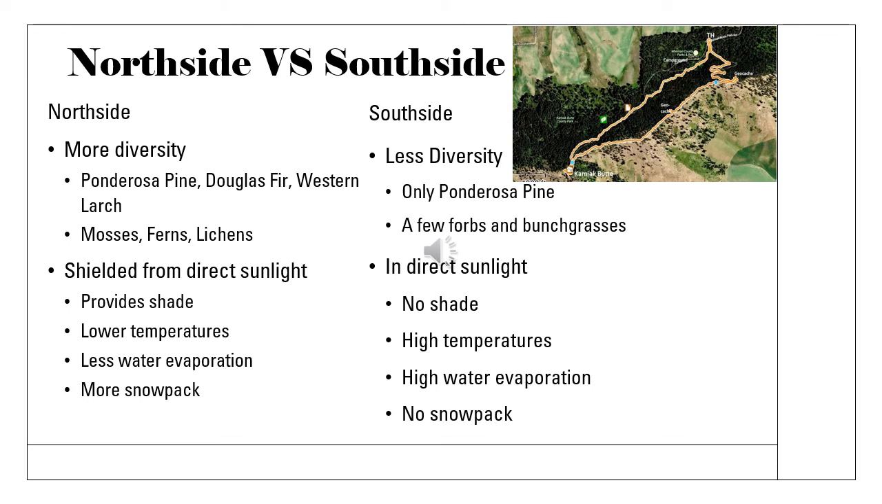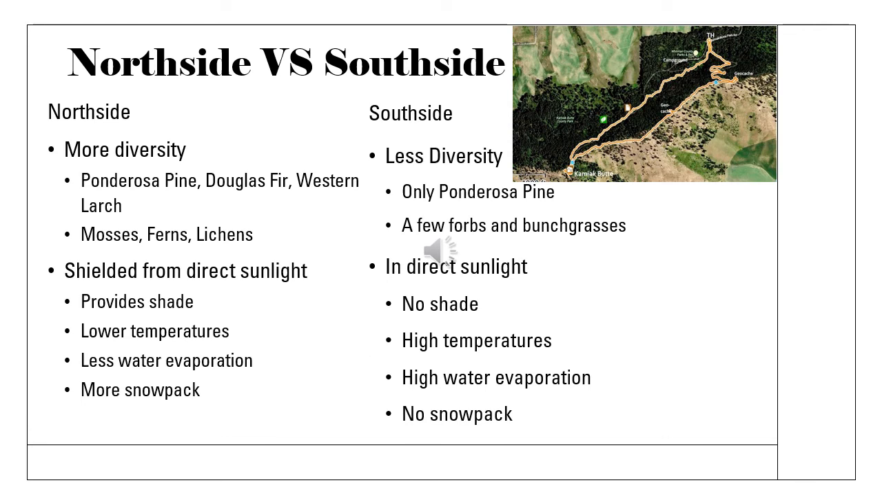The north side has an abundance of vegetation including ponderosa pine, Douglas fir, and western larch. The positioning of Kamiak Butte allows the north side to consist of a lush forest filled with mosses, ferns, and lichens. The ridge shields the side from direct sunlight, creating lower temperatures and providing more shade for the wildlife and vegetation. The shade also allows water to be soaked into the soil before being evaporated, and retains the winter snowpack longer into the spring, providing more available water for plants.